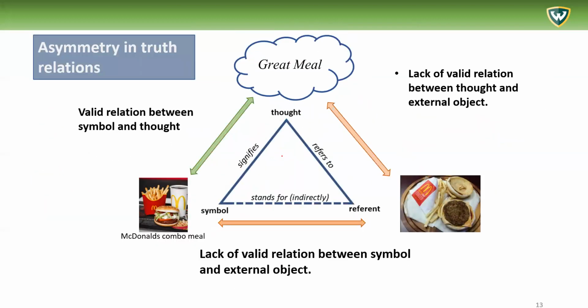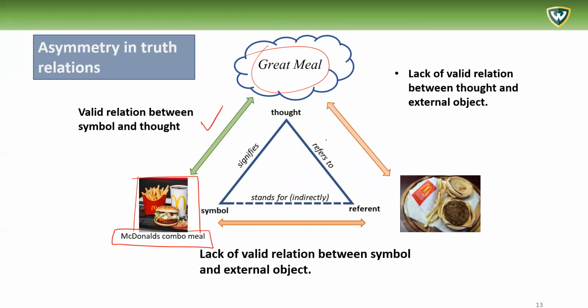And also let's note there's asymmetry in the relations. For example, you can see the ad for the meal, and you know, oh yeah, I understand, McDonald's combo meal. That's always great. It's great for my taste. I love that taste. Those are great meals. So when you see the ad and the great meal does correspond, that makes sense.